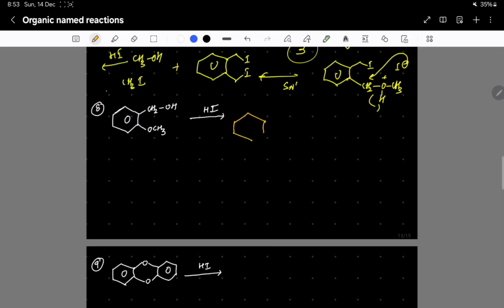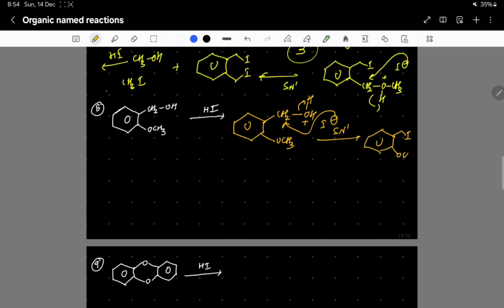Now this will be CH2, right? Now this is protonation of oxygen, and this will be OCH3. Now I minus is present, followed by the SN1 mechanism. This will leave, I minus will attack, and you will get CH2I.